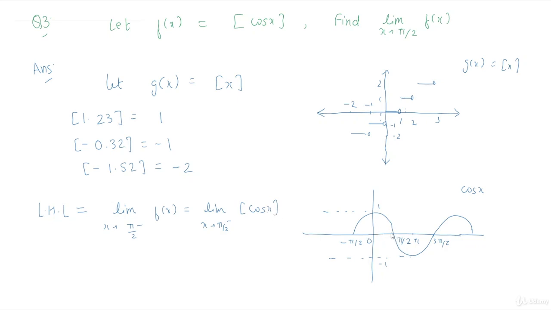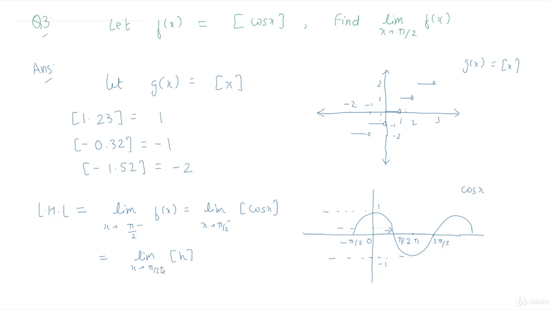Now let's see from the graph. x approaches pi by 2 negative means a value of x close to pi by 2 but less than pi by 2, so we approach from this side. If we see the y coordinate from the graph, the value is very close to 0, but it is a positive quantity. So let's say this is a very small quantity, equal to h.